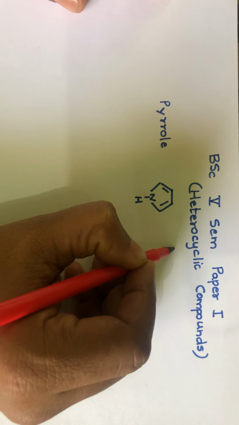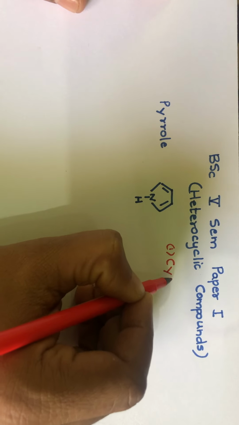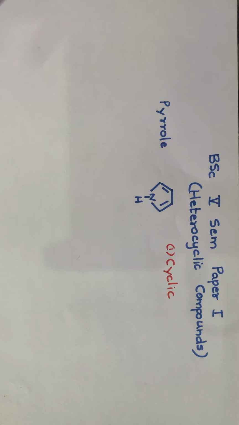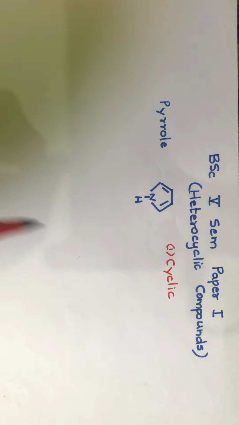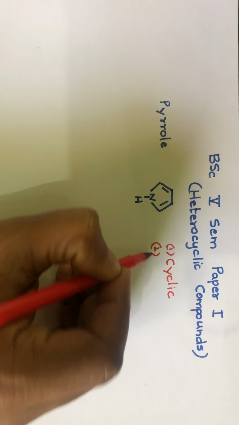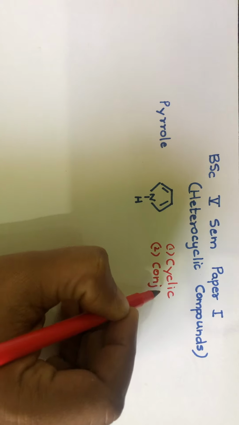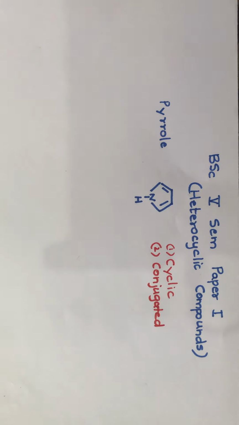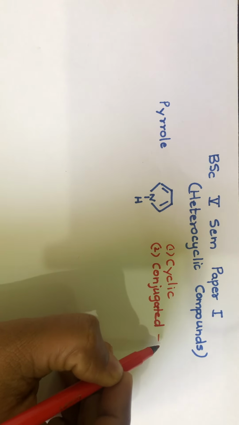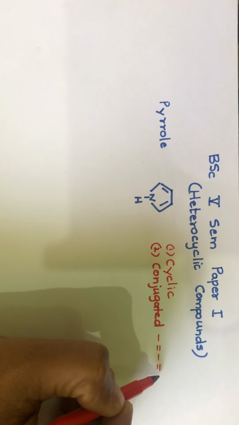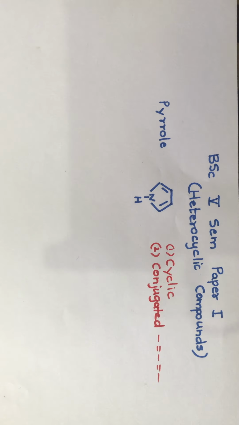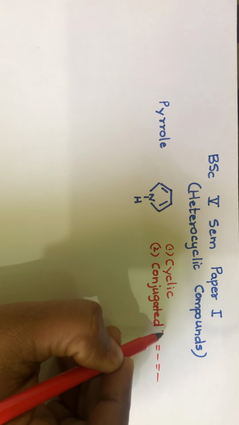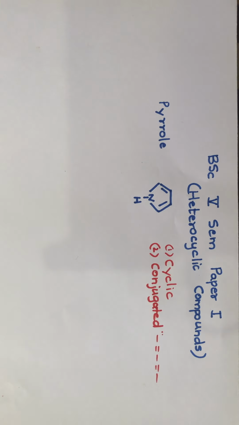The first condition is the system should be cyclic. The system should be conjugated. Conjugated means there should be alternate double and single bonds. For example, a single bond, a double bond, single bond, double bond, single bond. Or else lone pair of electrons, single bond, double bond, single bond. Such things should be there.